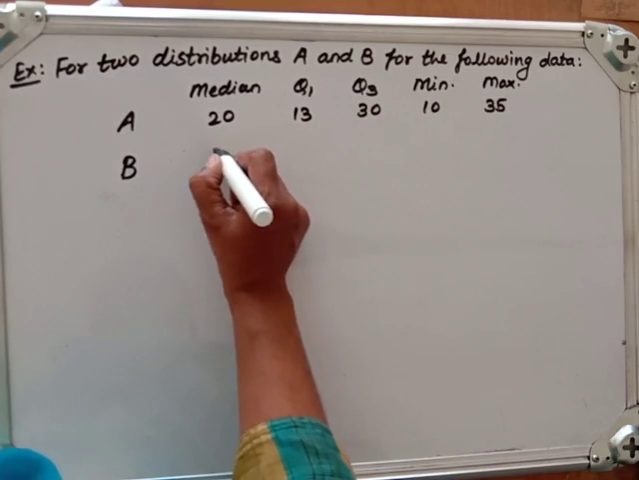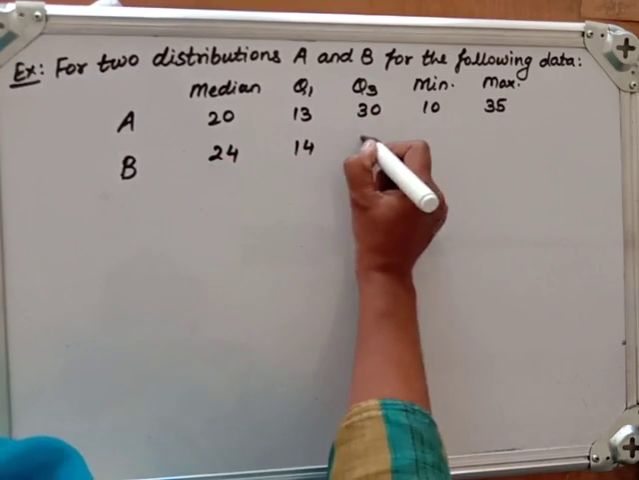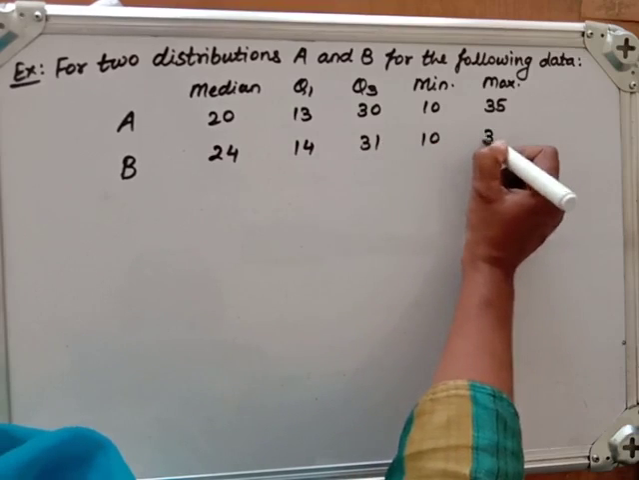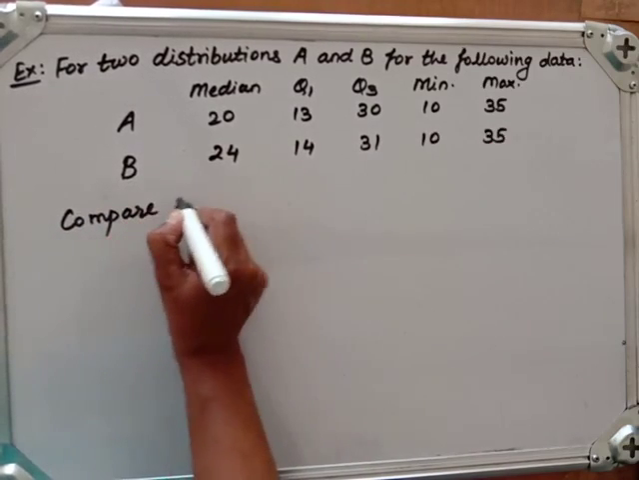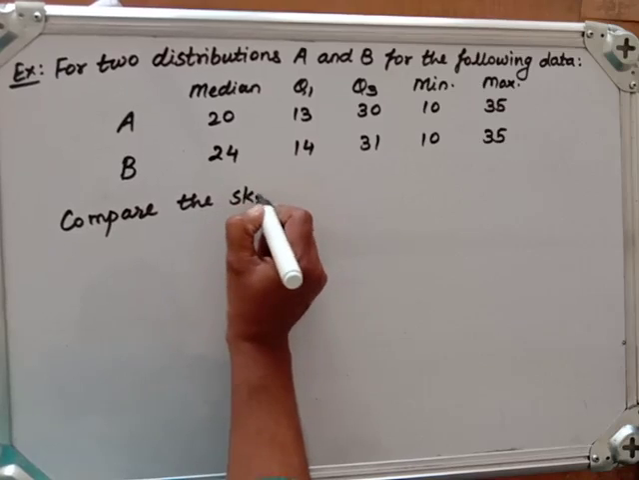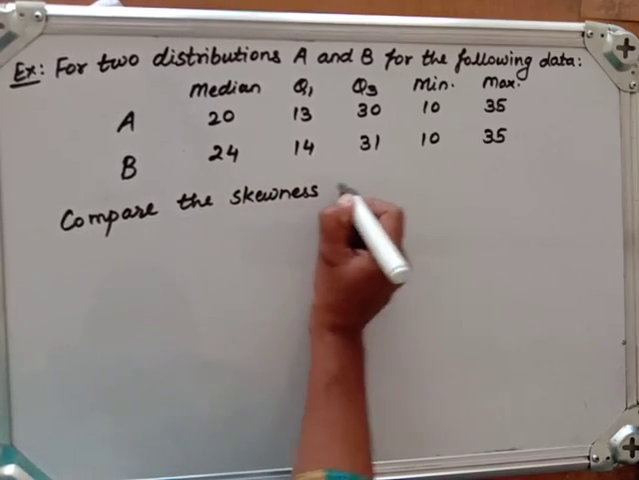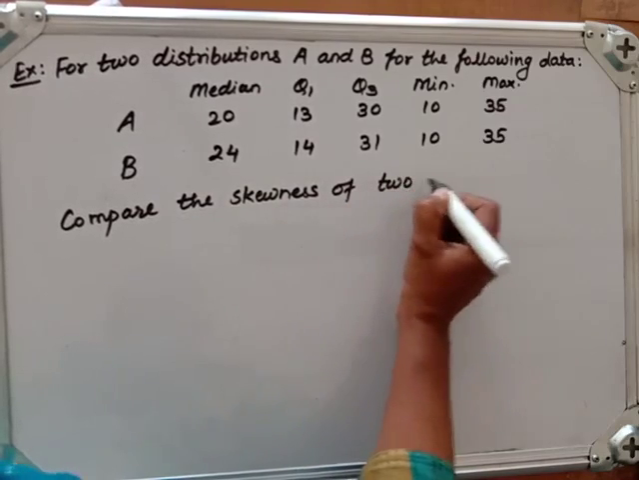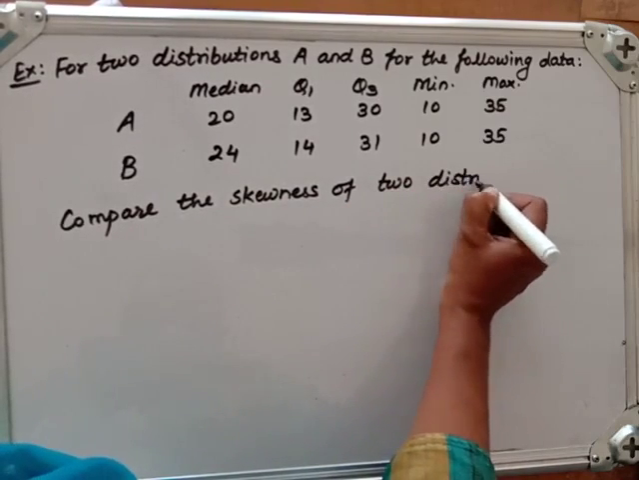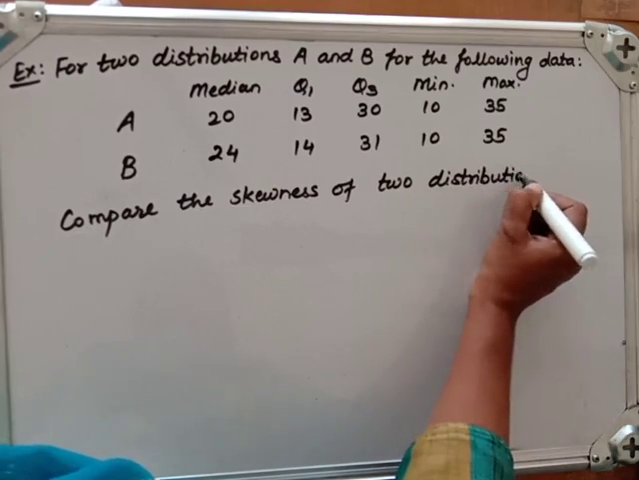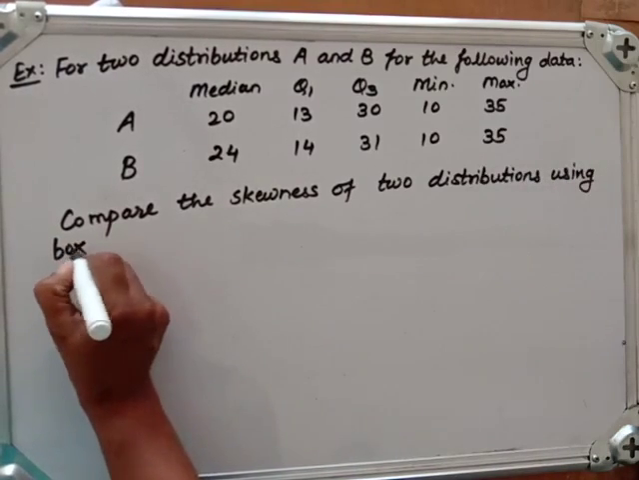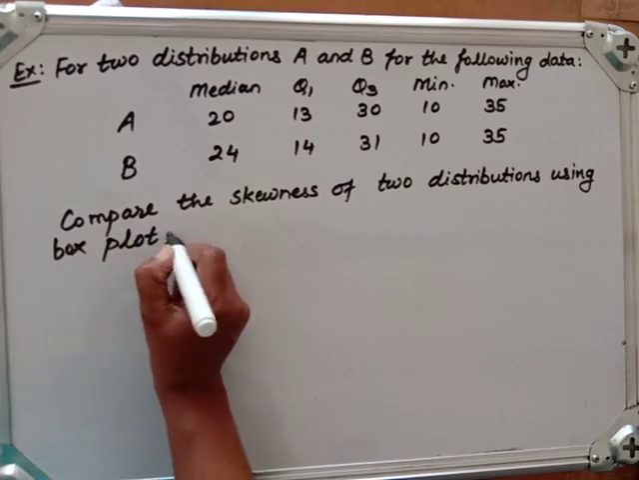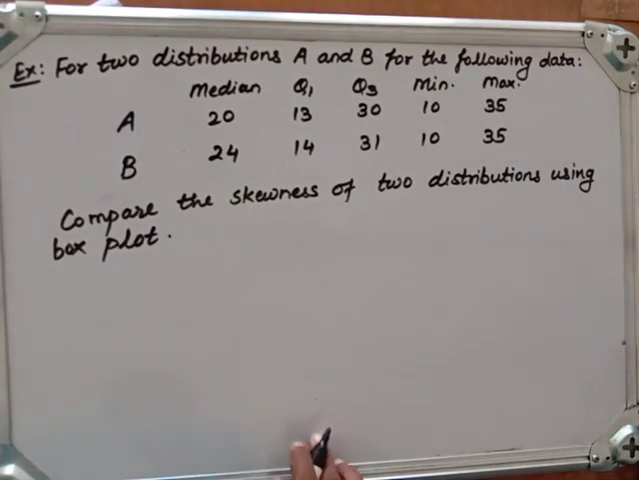Here it will be 24, 14, 31, 10 and 35. Now what is the question? Compare the skewness of the two distributions using a box plot. Already when we discussed positive skewness and negative skewness, those things were given in terms of box plot.